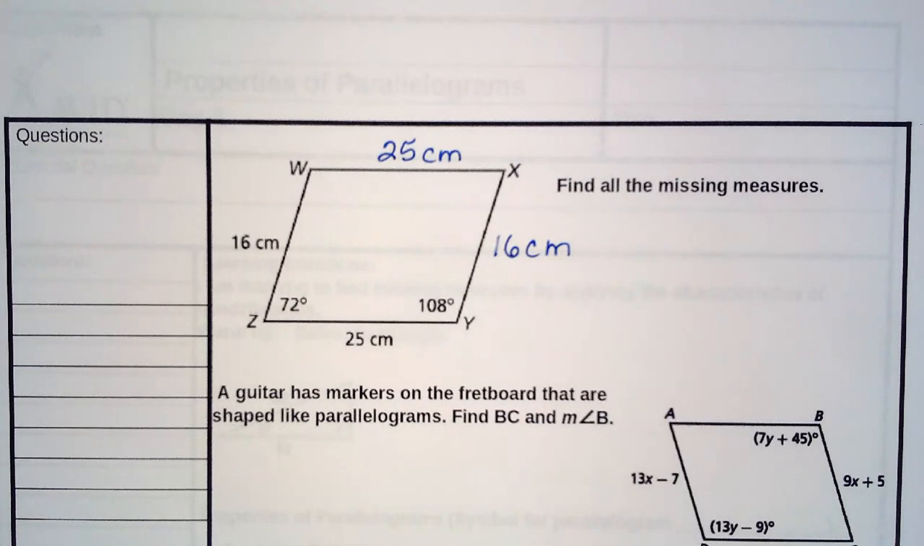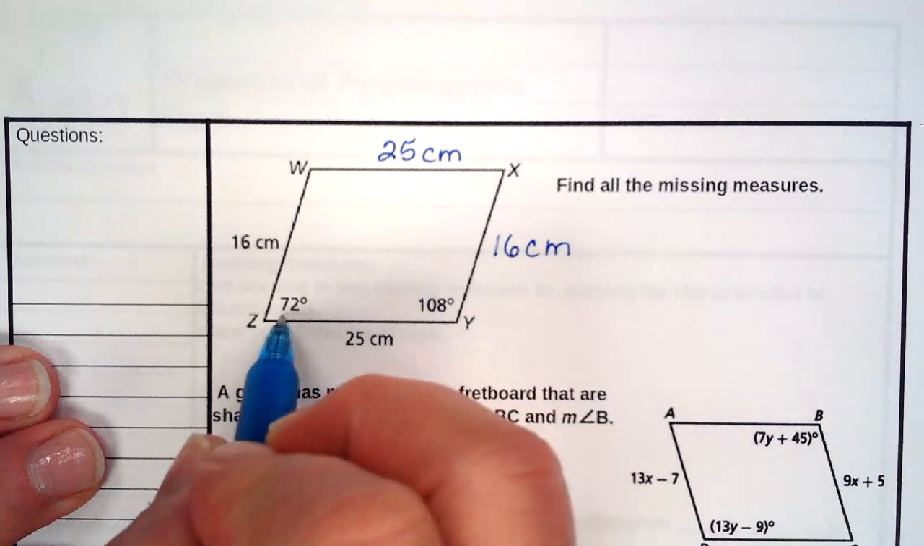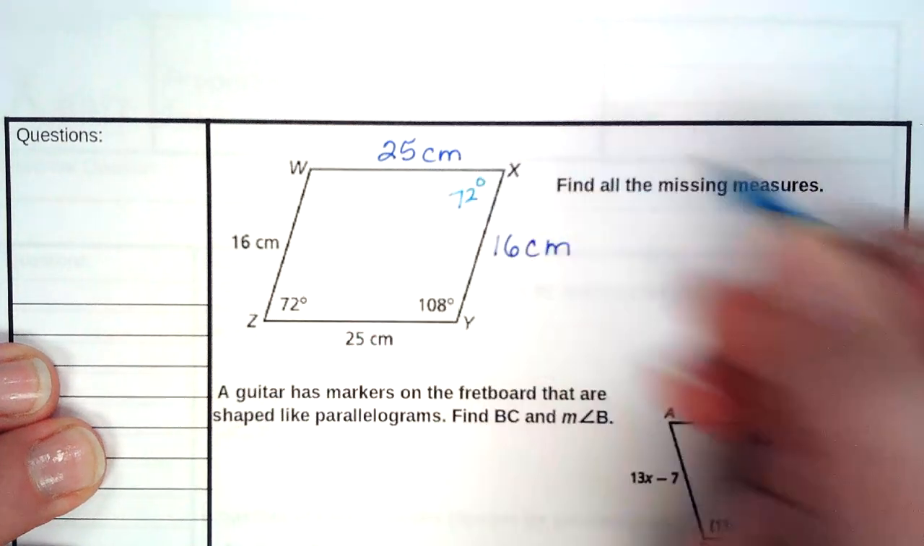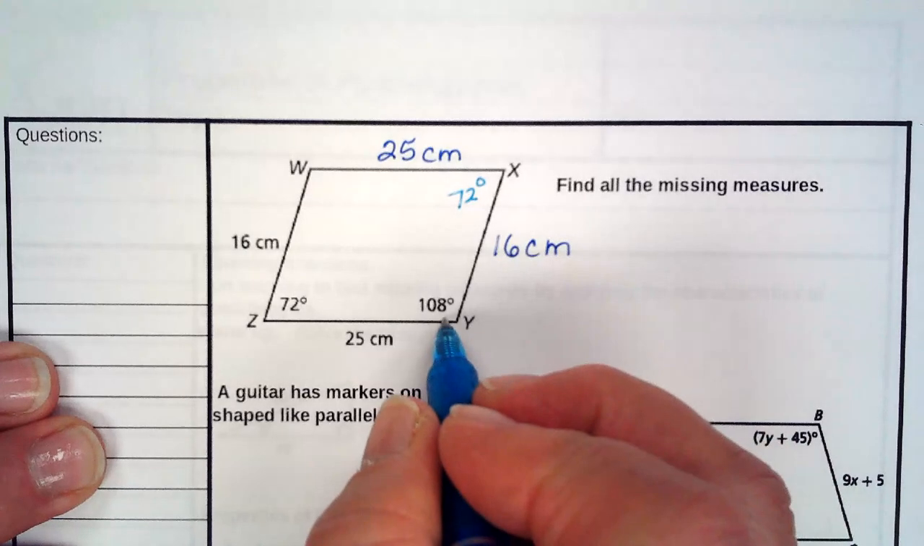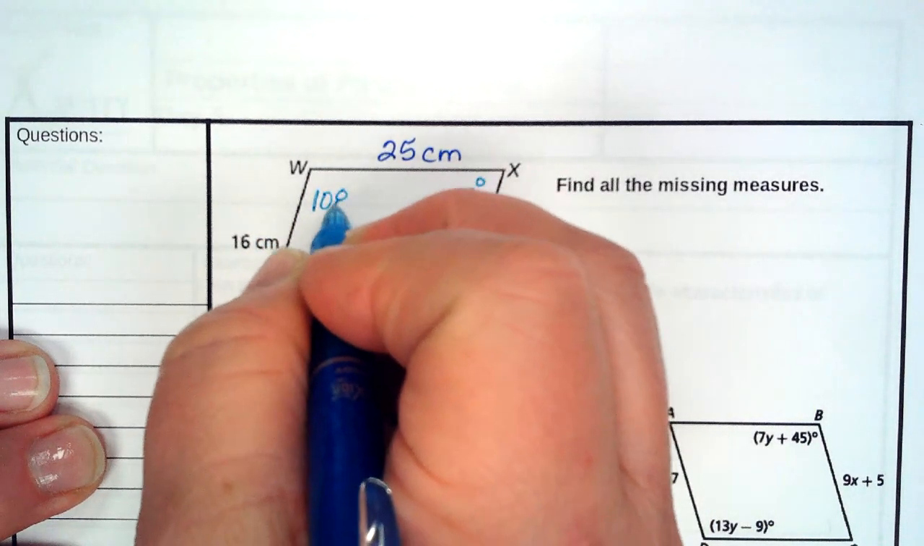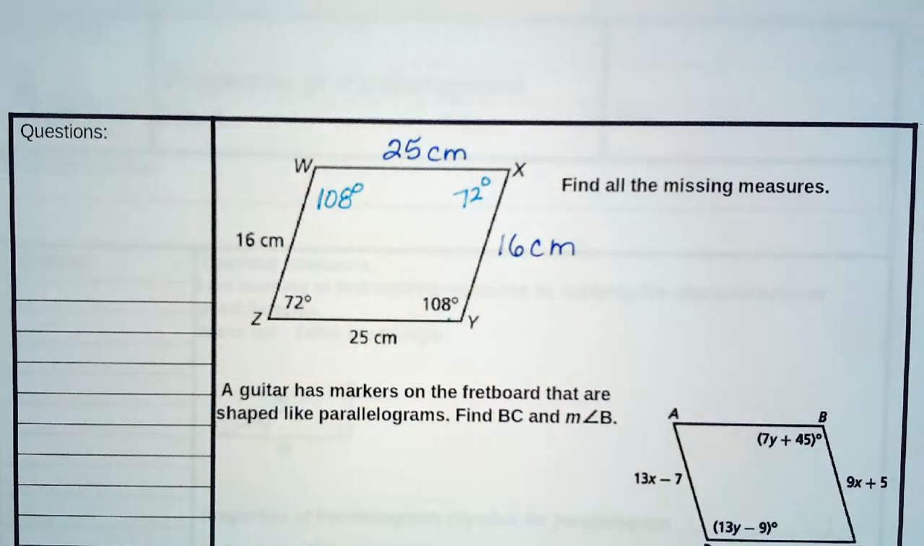Opposite angles are what? Congruent. If this one's 72 degrees, this one is also 72 degrees. If this is 108, this one is also 108 degrees. Done.